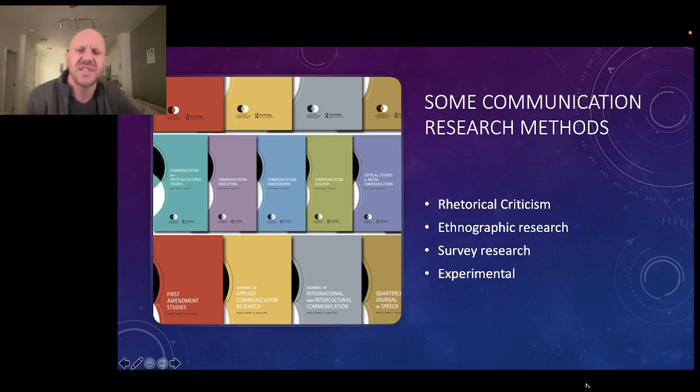Experimental research, this is the scientific method where you are trying to create laboratory conditions in order to establish a cause and effect relationship. When I do this, this happens. So it's going to use the scientific method. It's going to use things like variables and controls in order to try to replicate a certain interaction over and over again until we can say that this is a law of communication, right?